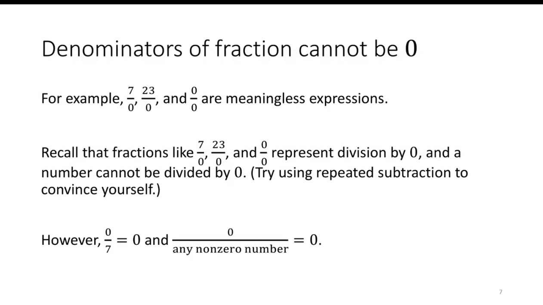However, 0 over 7 is always going to be equal to 0. And basically 0 over any non-zero number is equal to 0. So it's fine to have the 0 in the numerator, not so much in the denominator.